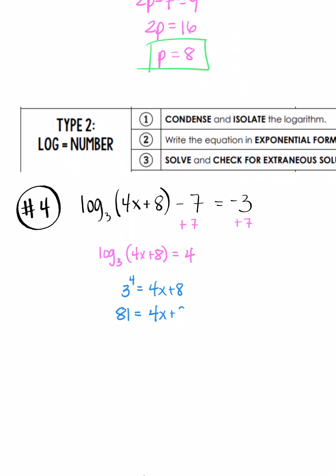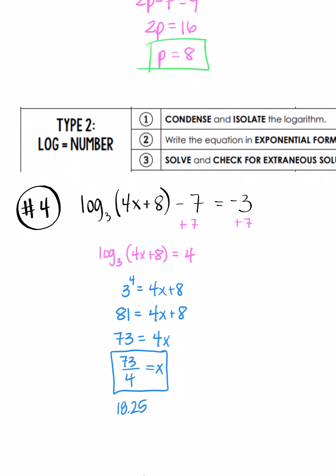And so now I can continue solving for x. 81 minus 8 is 73. Divide both sides by 4. If you want to, you can leave it as 73/4. If you want to write it as a mixed number, you can. 73/4 can't be simplified as a fraction, so our only other option, we could write it as a decimal. So if you want to report 18.25, that's also fine.